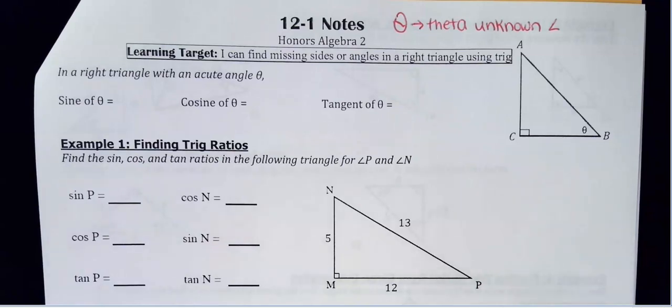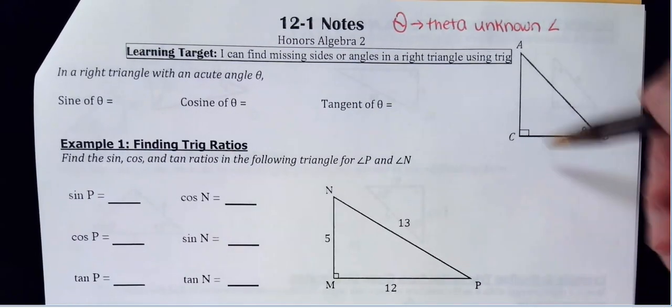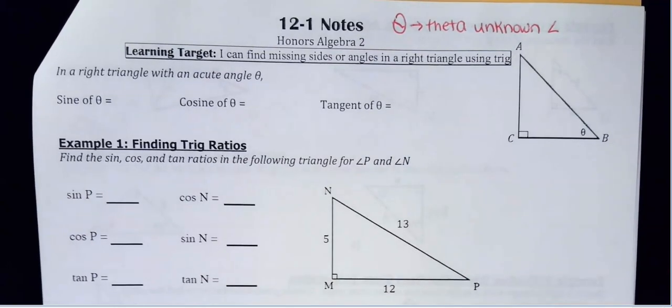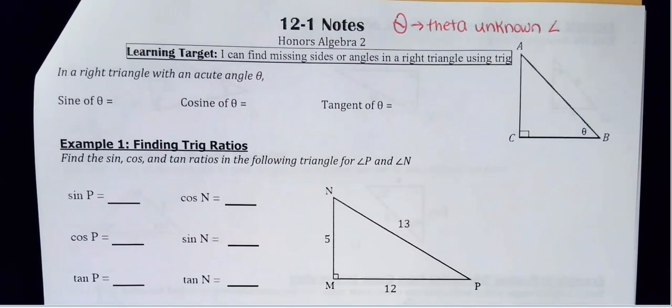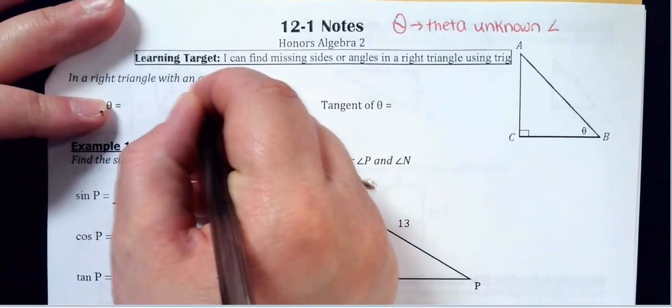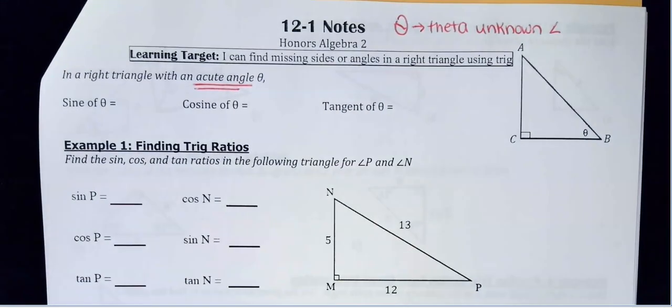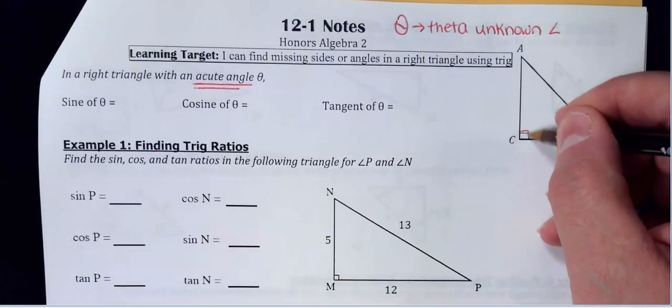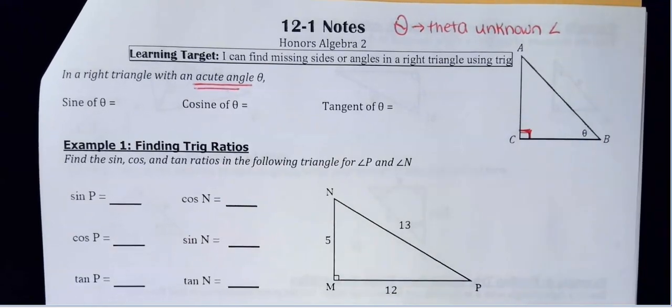Okay, now, when you have any kind of trig, it has to be a right triangle. So you have to have a right angle in the triangle to do any of the stuff that we're doing today. If you don't have a right triangle, this stuff does not apply. And it will say to you, in a right triangle with acute angle theta. These are never, never, never based on the right angle.